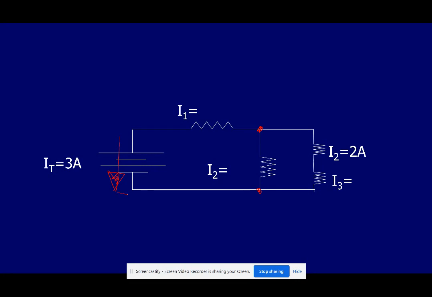So anyways, 3 amps leave the source, 3 amps, 3 amps, 3 amps, 3 amps get to that point right there. Some of those 3 amps go around the long way, and some of those 3 amps go straight up through this way. This 2 amps over here is significant, because that's telling me that 2 amps went that way. That means that 2 amps go through I3.